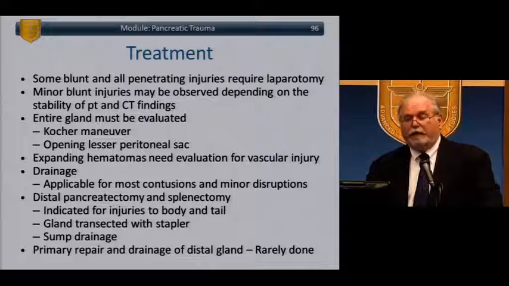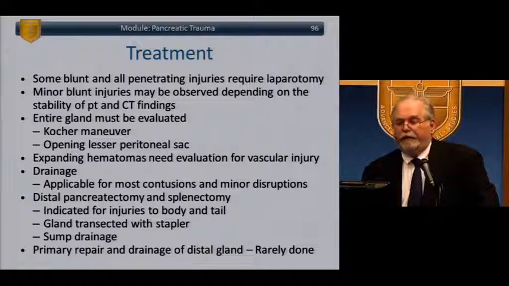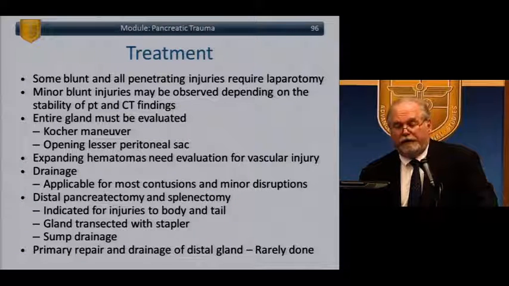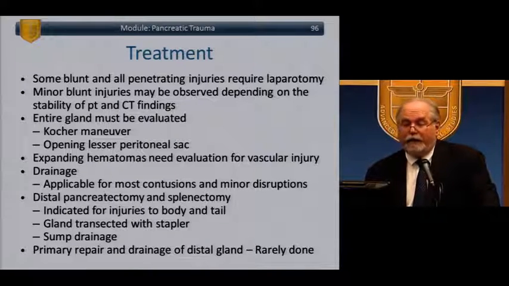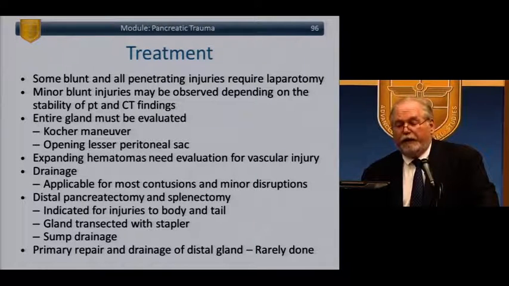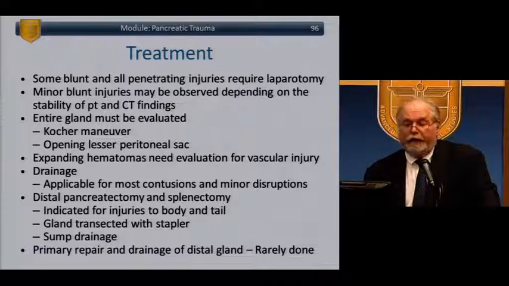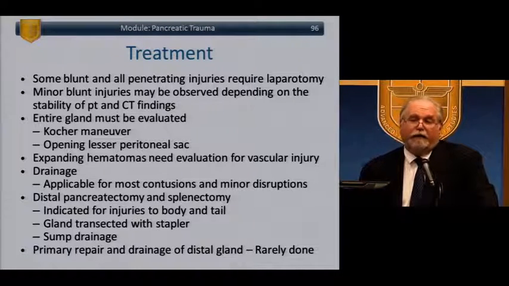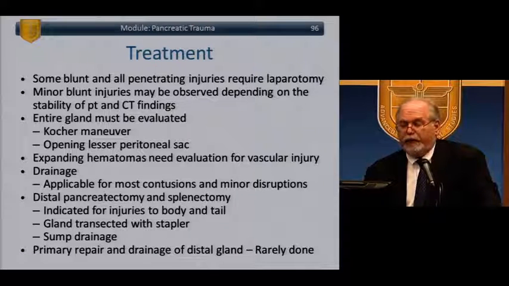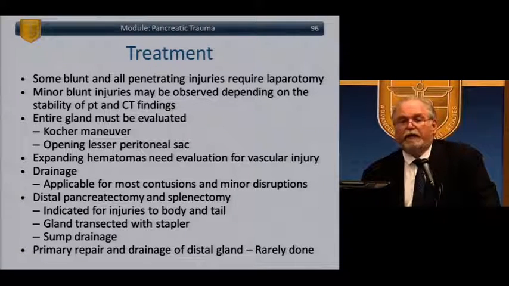So some blunt and all penetrating injuries require laparotomy. Minor blunt injuries can be observed depending on the stability of the patient and the CT findings. If you're operating, you should evaluate the entire gland, doing a Kocher maneuver, opening the lesser sac. Expanding central hematomas need to be evaluated for vascular injury. Drainage is applicable for most contusions and minor disruptions. Distal pancreatectomy and splenectomy for injuries to the body and tail. You can transect the gland with a stapler, with some drainage. You can also do a primary repair, although that's rarely done.